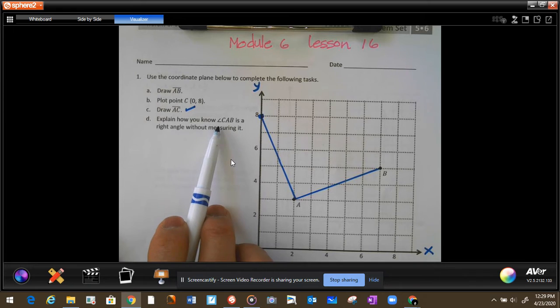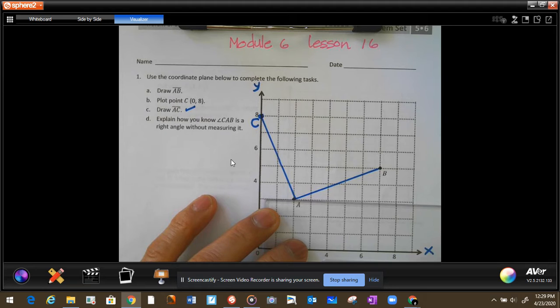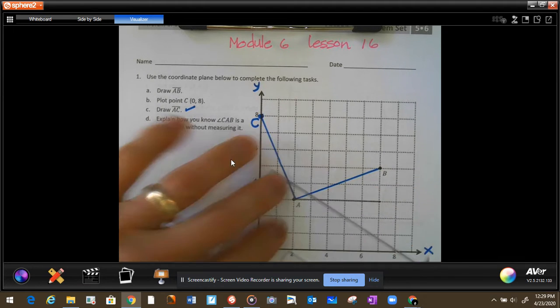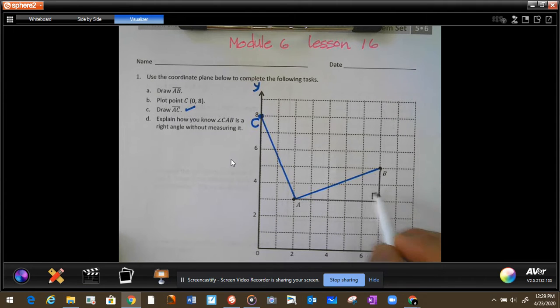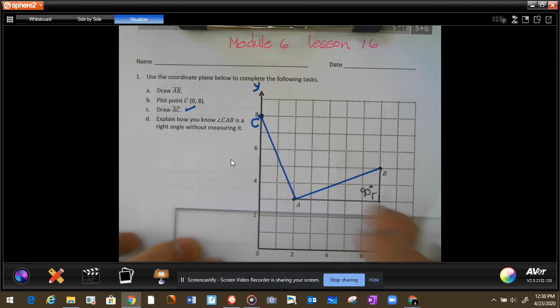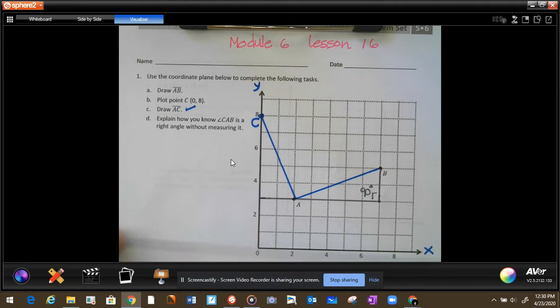Now, explain how you know the angle CAB, let me label C right here, is a right angle without measuring it. Well, one way is by looking, if you remember our prior lessons. If we show the triangles that these lines make, this triangle right here behind the segment AB, there is that triangle, and this is a 90-degree angle. Do you see the exact same triangle extending over here from point A to the y-axis? And again, this is 90 degrees. Now, when these two form those exact triangles, that means that the inside of that should be 90 degrees.